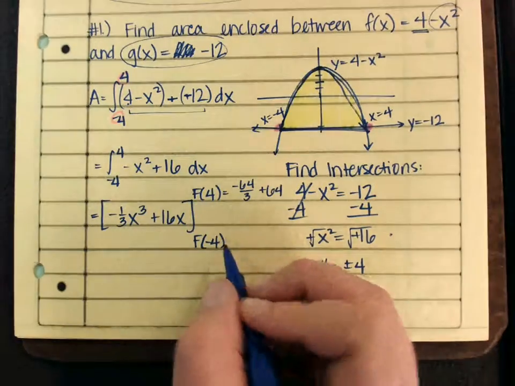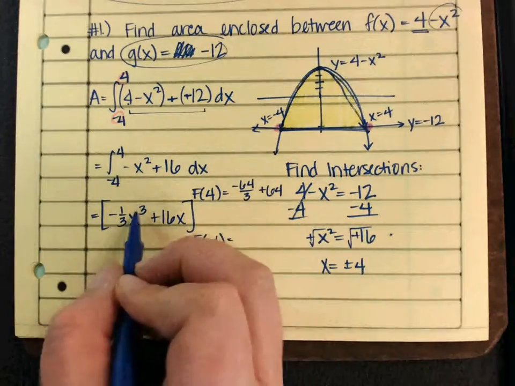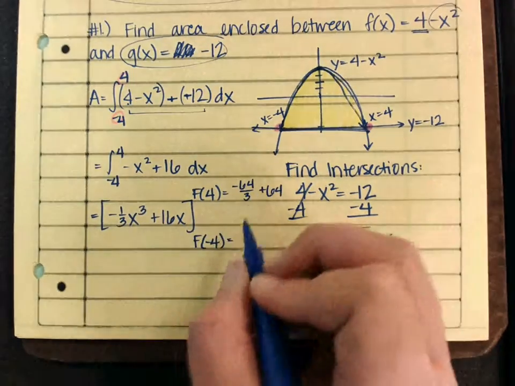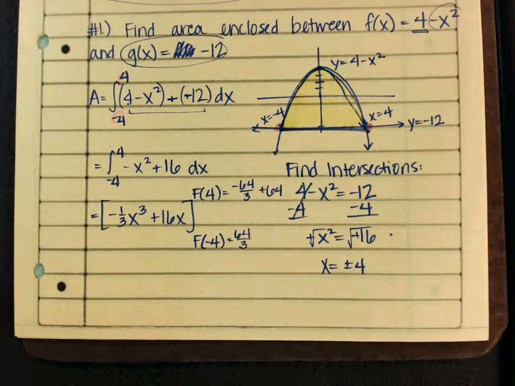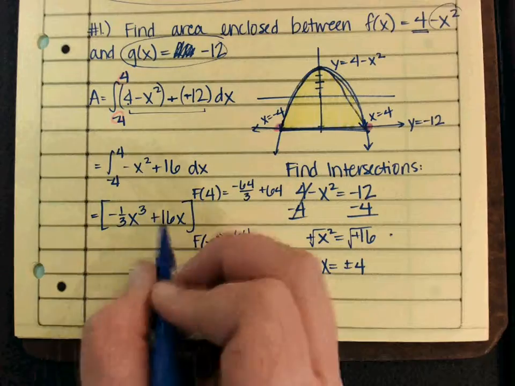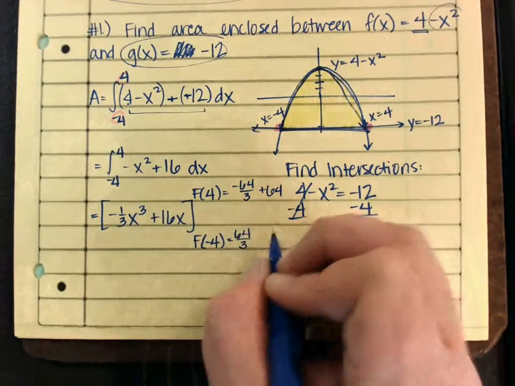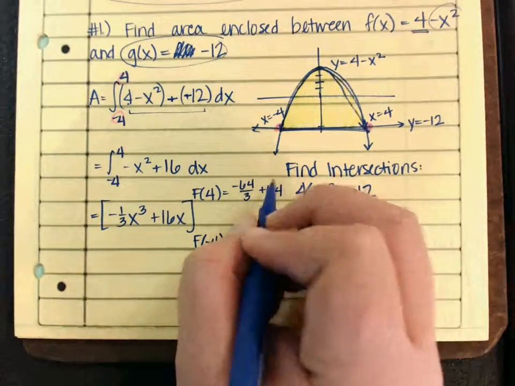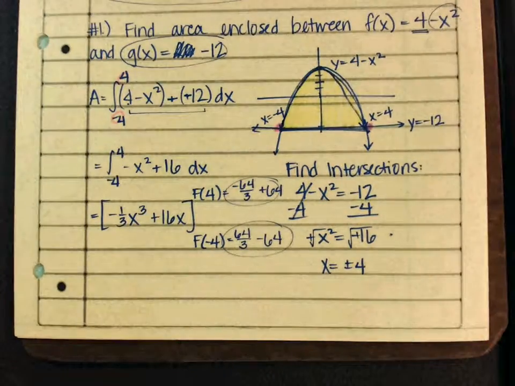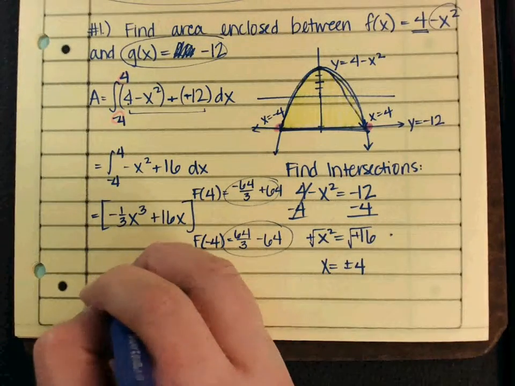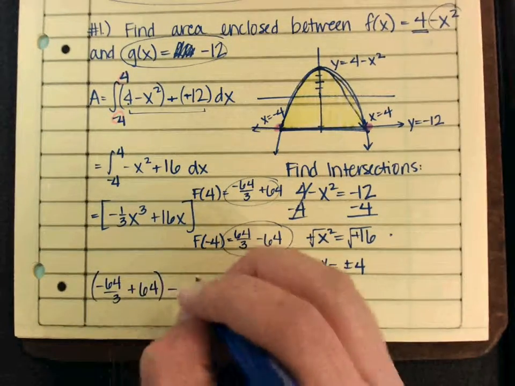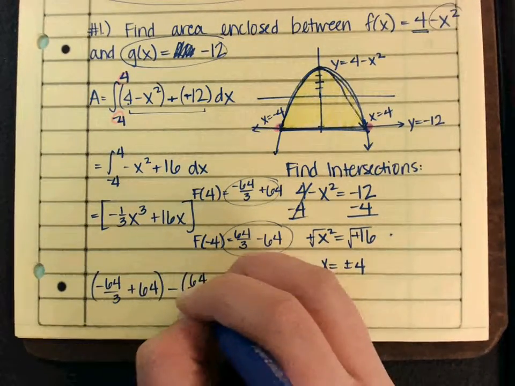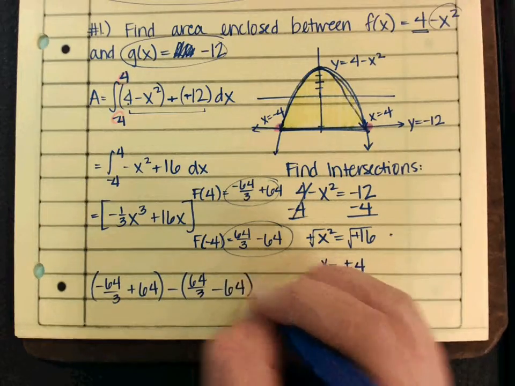Other side here, I'm plugging in a minus 4. Negative 4 cubed is negative 64 times negative 1/3 is positive 64 thirds. And then over here I have a 16x, plug that in, that's a minus 64. Then remember, it's top minus bottom. So it'd be negative 64 thirds plus 64 minus 64 thirds minus 64.